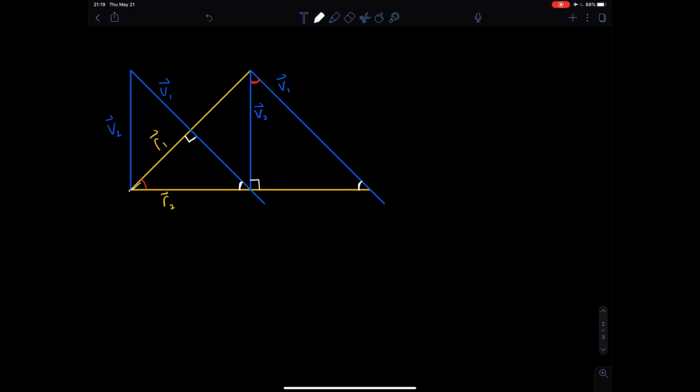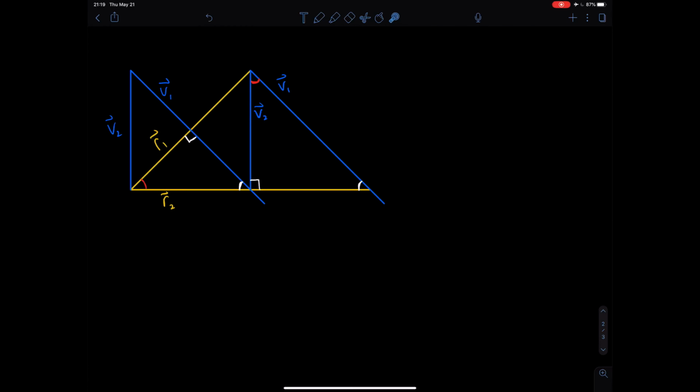Let's take a look at this triangle right here. Okay, this triangle right here was giving me troubles. So right here, we have a triangle where one of the angles is the angle between our position vectors, one of the angles is a right angle, and one of the angles is the angle between velocity 1 and position 2. But now let's look at this triangle right here.